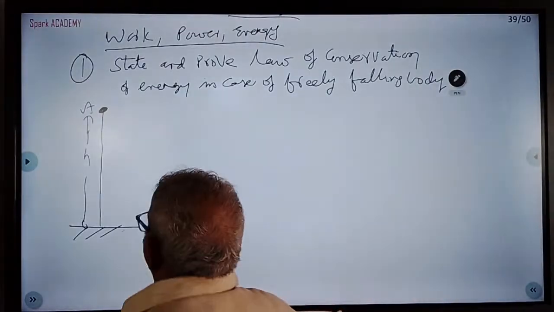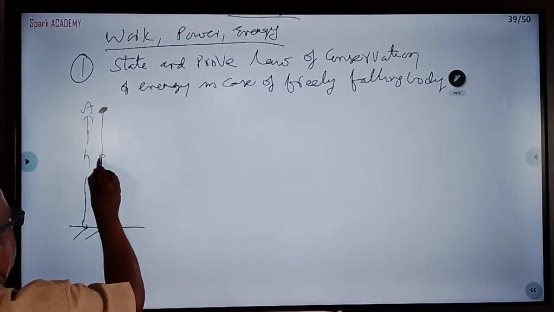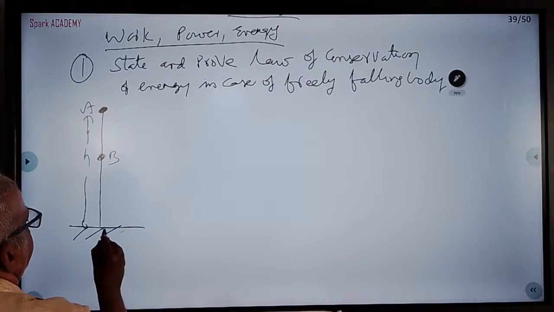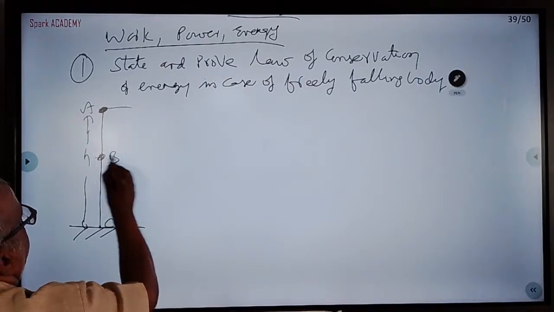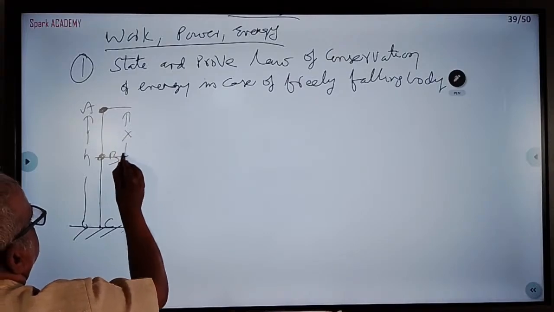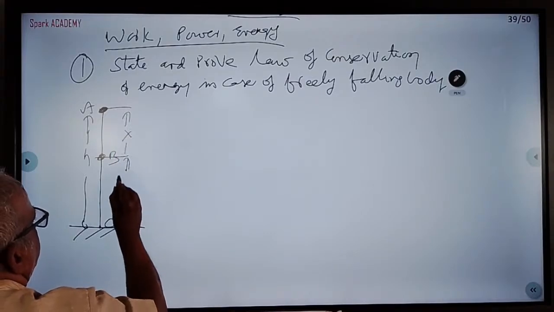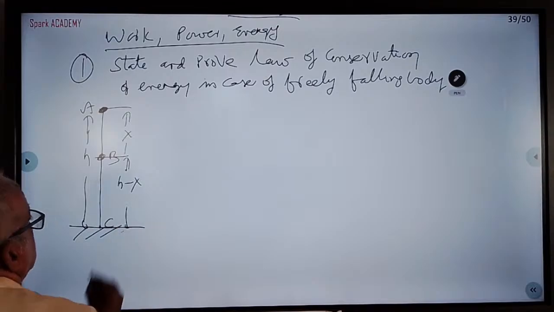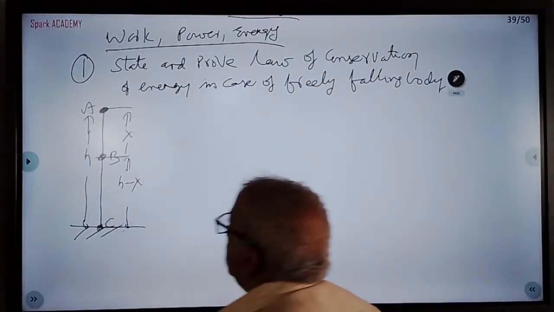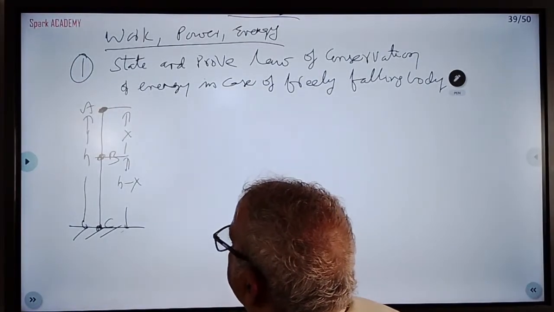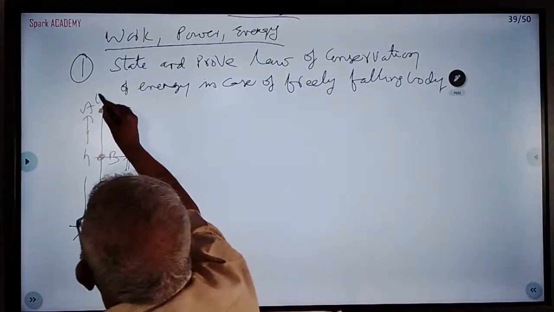Point B is an intermediate point, and finally it reaches the point C. A to B, the distance traveled is x. Definitely the remaining distance will be h minus x. A body of mass m is freely falling. Freely falling means here u is equal to 0.